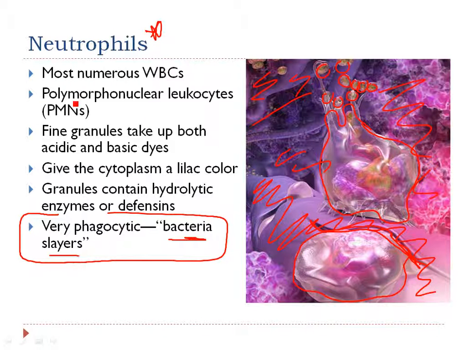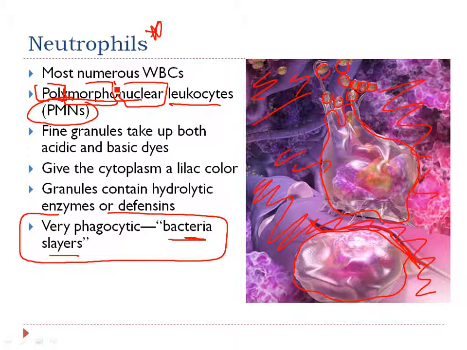Another name for these is PMNs. That's an abbreviation for polymorphonuclear leukocyte. That's kind of a mouthful. Poly means many. Morpho refers to shape or structure. Nuclear refers to the nucleus. And that gets back into these sort of odd-shaped nuclei with many lobes that these types of white blood cells have. So that's why they're given that alternative name as well.